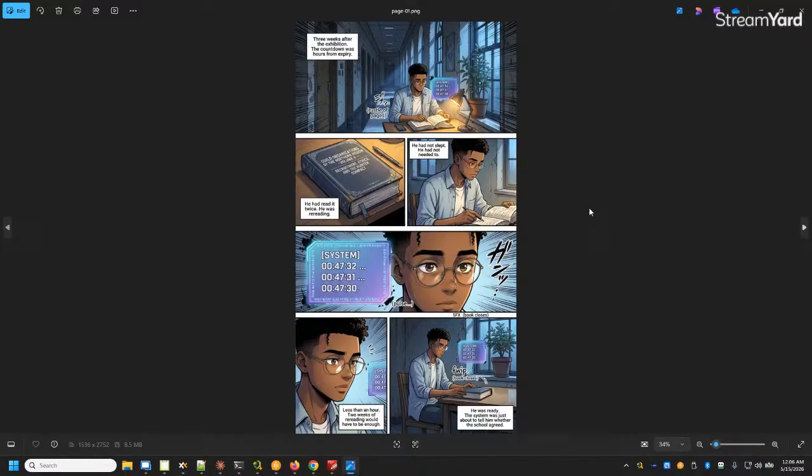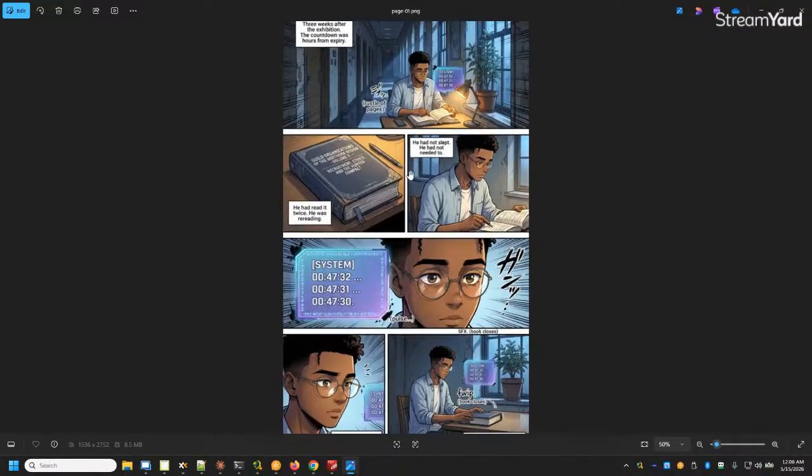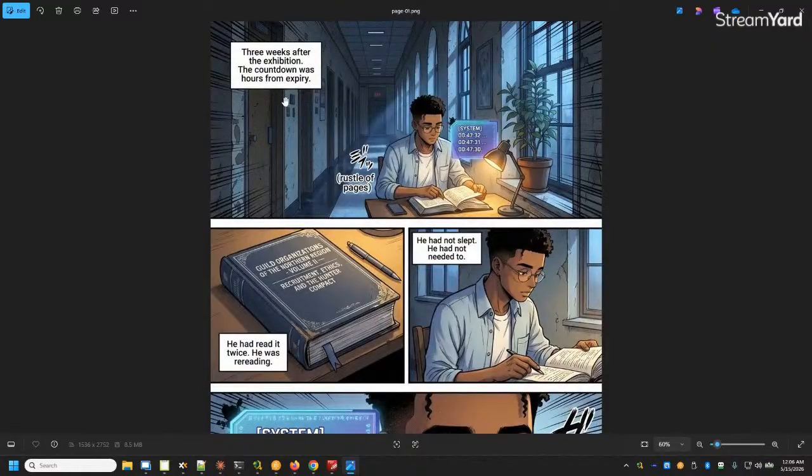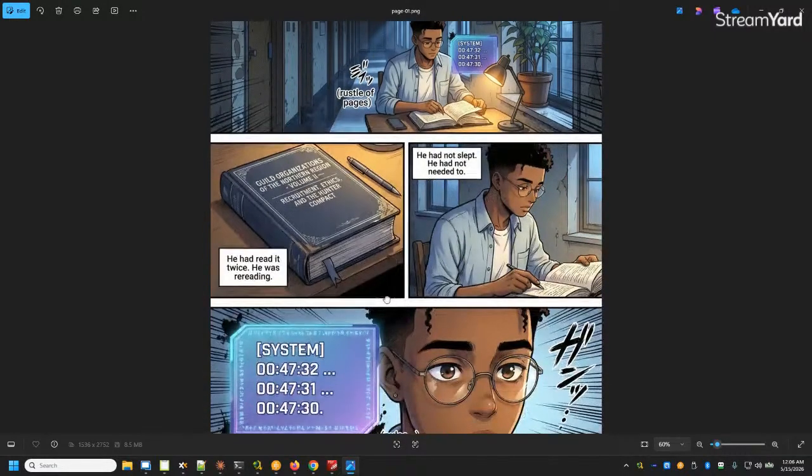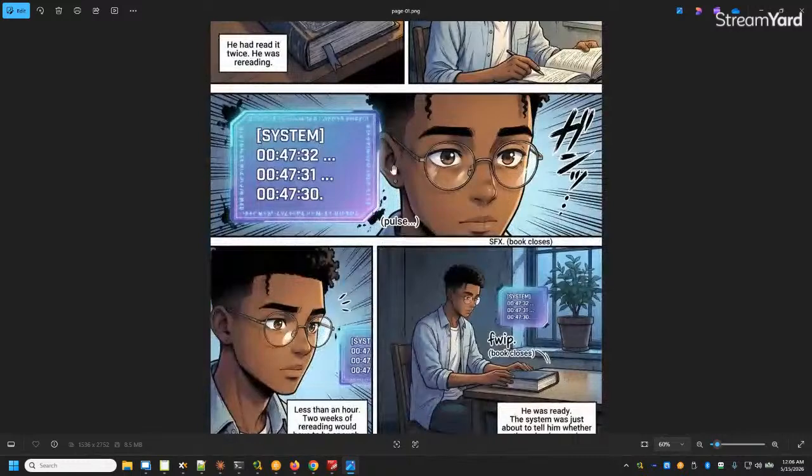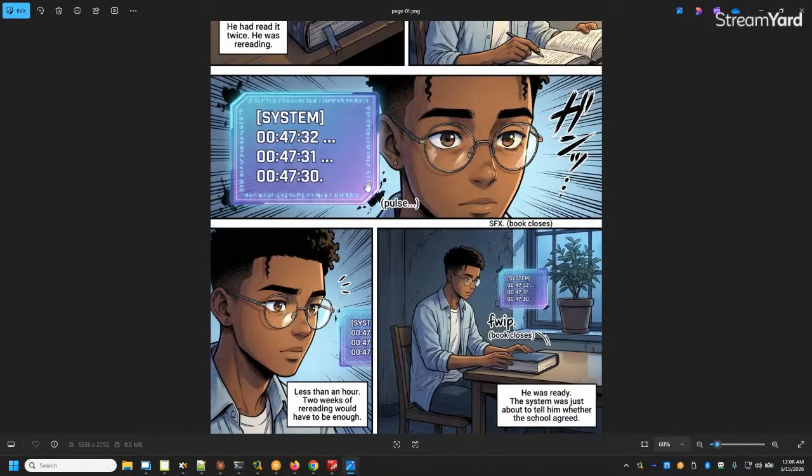Okay. So now he's up at the crack of dawn again doing, I'm guessing, scientific work. 3 weeks after the exhibition, the countdown was hours from expiration. Guide to Organizations of the Northern Region, Volume 2, Recruitment Ethics, blah, blah, blah. He had read it twice. He was reading. He had not slept. He had not needed to. You already said that last time. Oh, I get it. So maybe he doesn't need sleep because he's a vampire?